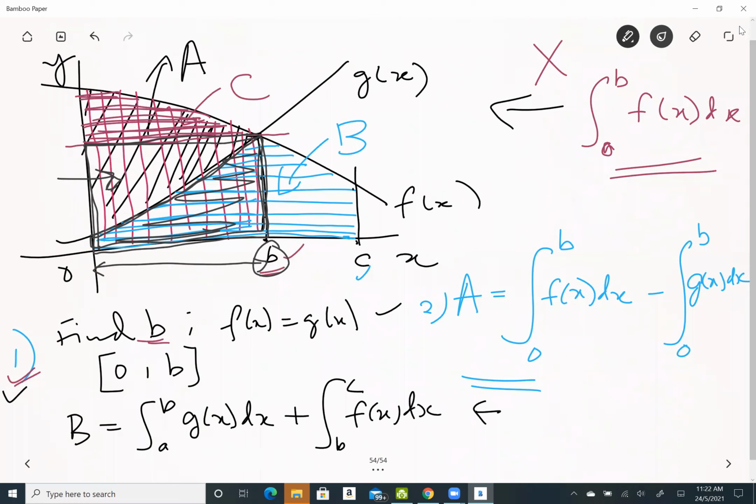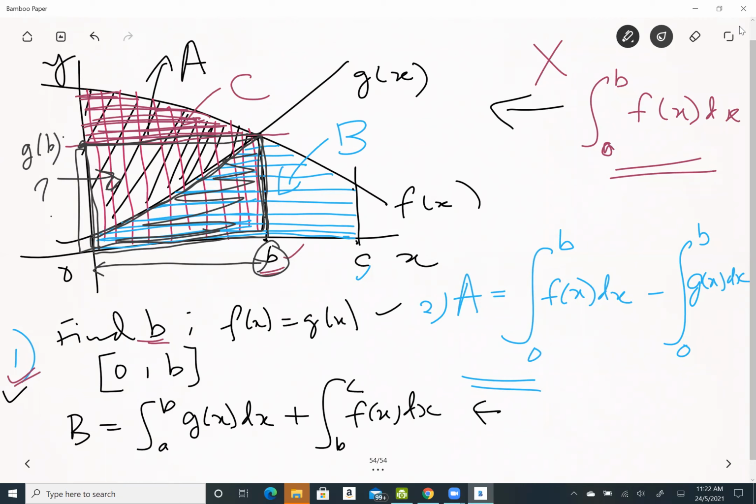Length times width. You need to find the width, the height. Okay, we need this thing here, the height, width or height. We need that thing. So how do you get it? Find it. Gx equal fx. We find the value of g at b. Okay, you get to find the value of g at b. Is that right? Because that is the point.